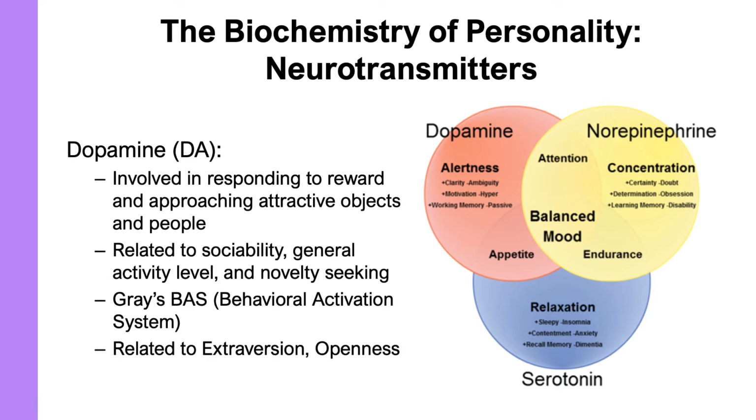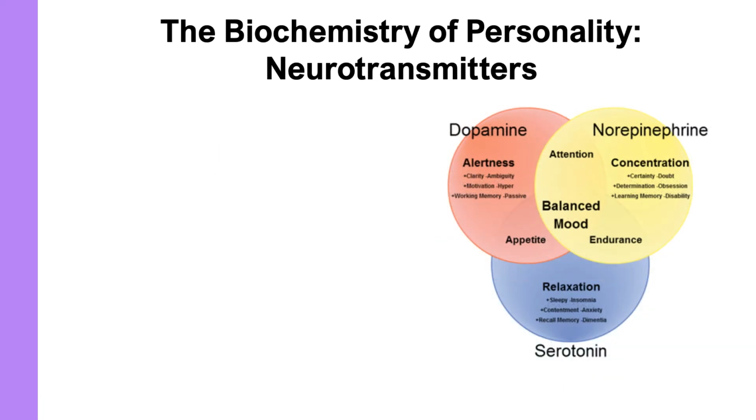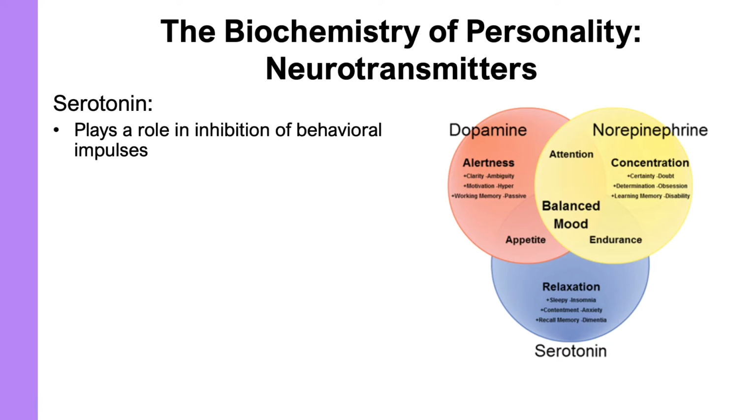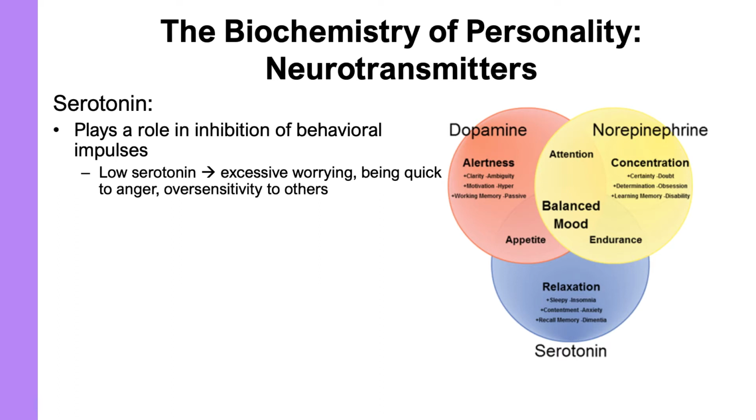Levels of dopamine and sensitivity to dopamine have been related to the big 5 traits of extroversion and openness. The next neurotransmitter is serotonin, and serotonin plays a role in the inhibition of behavior. So it is something that keeps people from responding negatively with negative affect, anger, or excessive worrying. More serotonin allows more calm processing of negative and stressful situations. It prevents worrying. More serotonin is associated with being slower to anger and being less sensitive to the comments of other people.